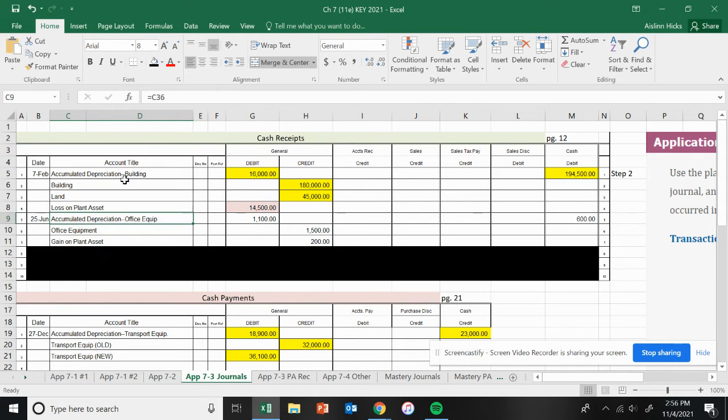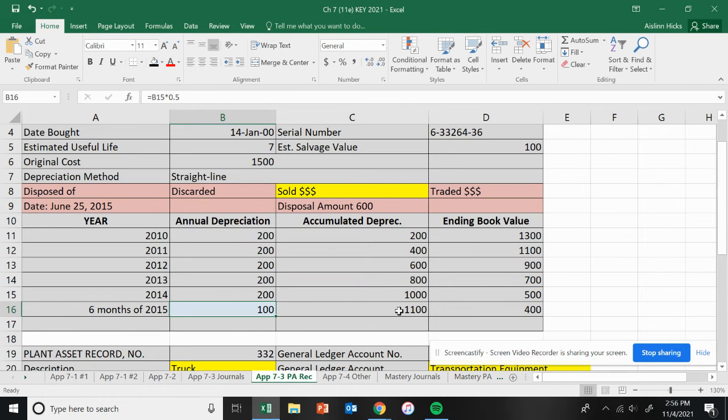And I'm going to do the same thing I did up here when I got rid of the building. I'm going to get rid of all the accumulated depreciation for the office equipment, and I'm going to go ahead and get rid of the original value of the office equipment. Okay, so you can see I linked this number here, the 1100, to this 1100 right here.